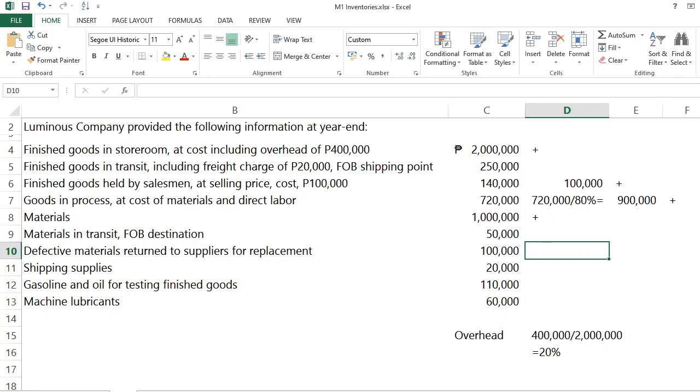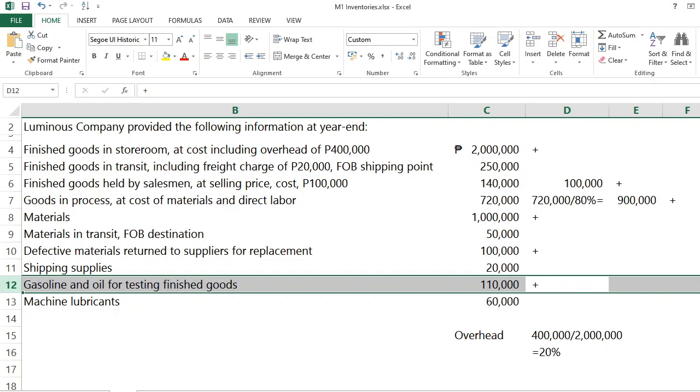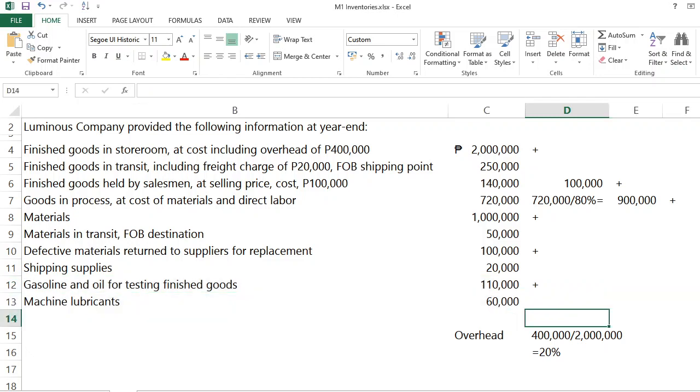Gibalik na to sa atong supplier, pero iya tong ilisan. So, add. Ilisan man niya. So, add inventory gihapon. Shipping supplies, no. Gasoline and oil for testing finished goods, we call this indirect materials. So, add yan. Factory, ano to? Factory supplies. Yung gasoline and oil. Hindi siya shipping. Factory supplies siya. So, i-add.